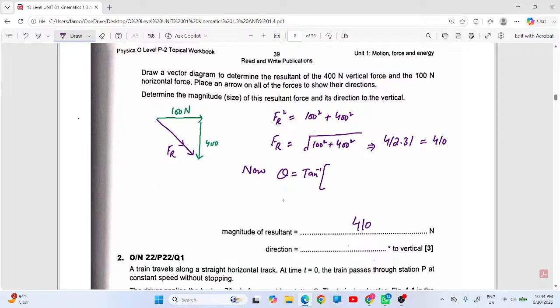अब perpendicular हम कहाँ पे लेंगे? 100 magnitude लेंगे, angle कहाँ पे लेना चाहिए? Determine the magnitude of this resultant force and its direction to vertical. Okay, its direction to vertical 400 से ये. तो perpendicular 100. 100 over 400. 14 आ गया आंसर. Answer is 14 degree.